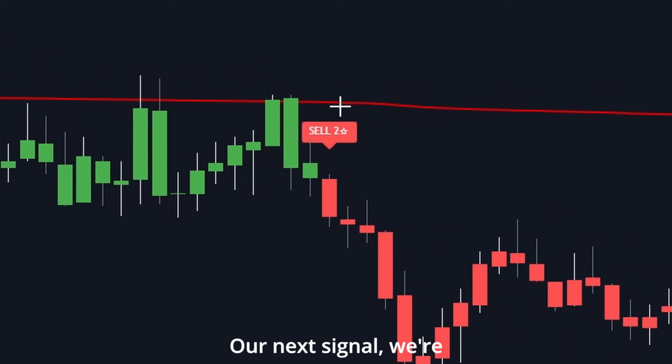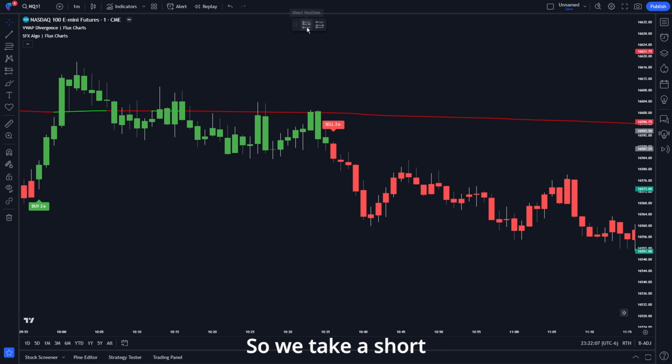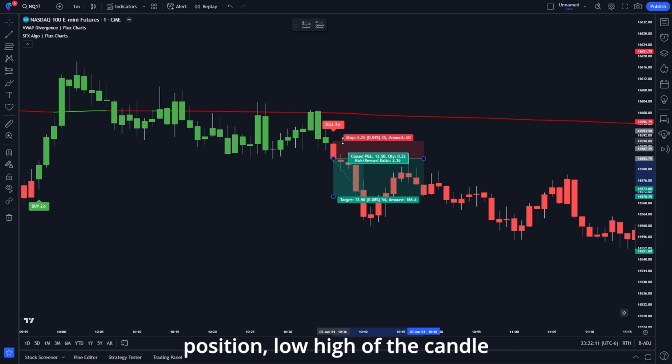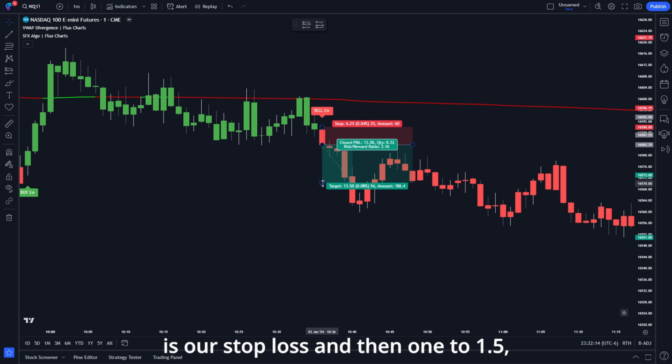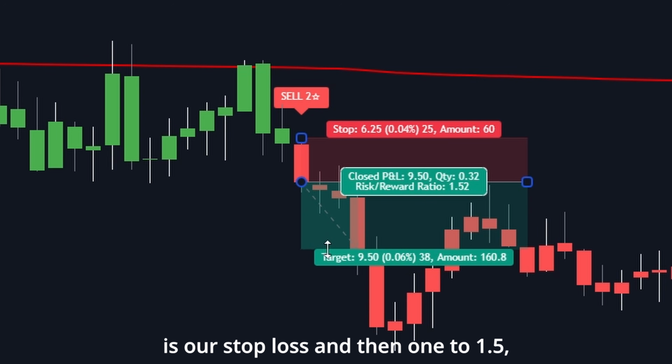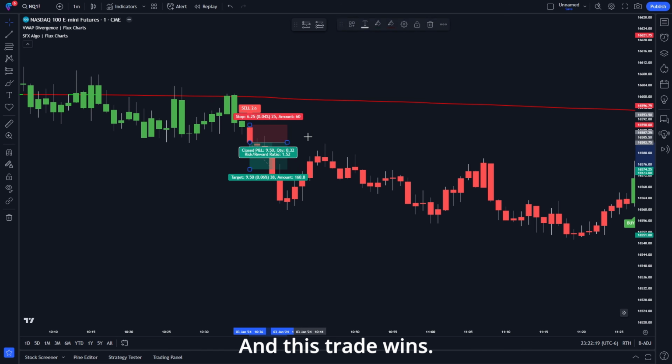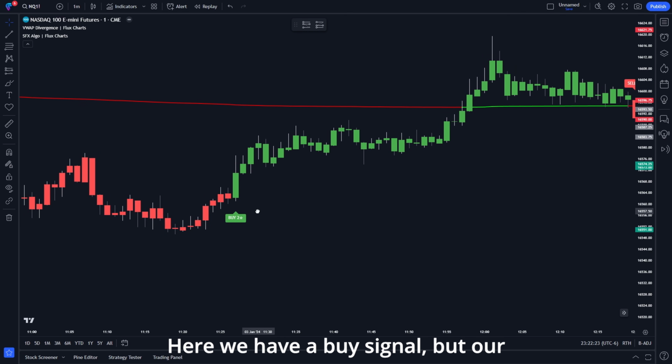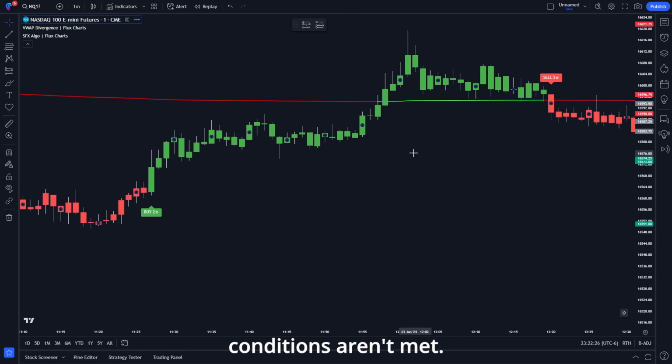Our next signal, we're below the VWAP. The VWAP's red, and we have a sell signal. So we take a short position. High of the candle is our stop loss, and then 1 to 1.5, something like that. And this trade wins. Here we have a buy signal, but our conditions aren't met, so you wouldn't take that.